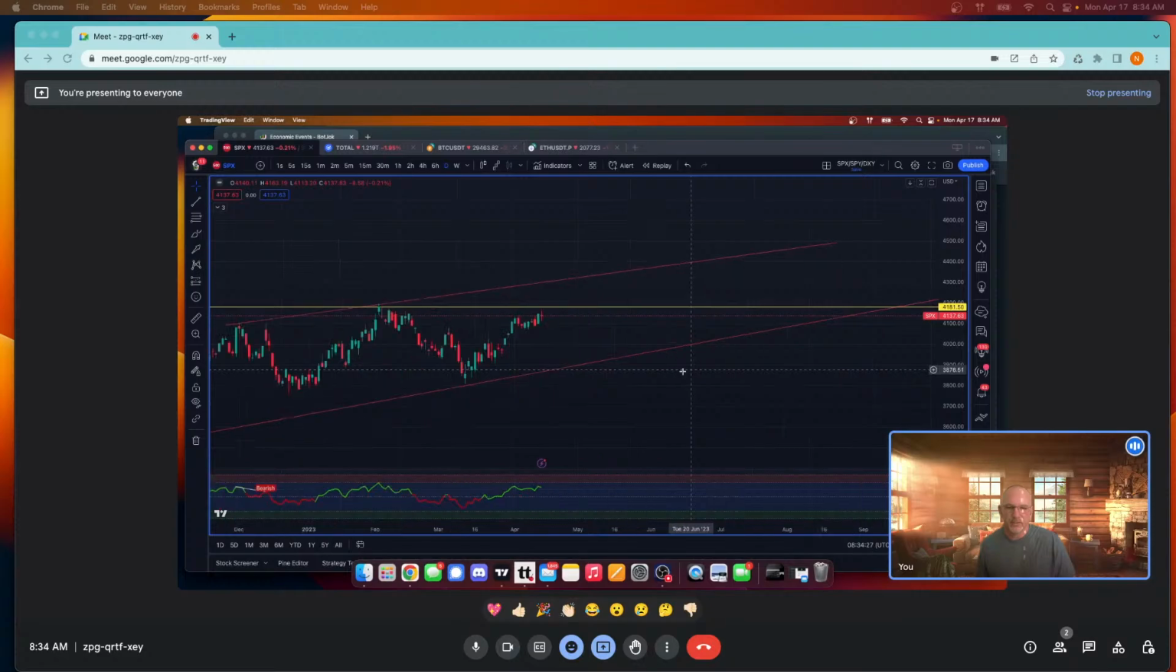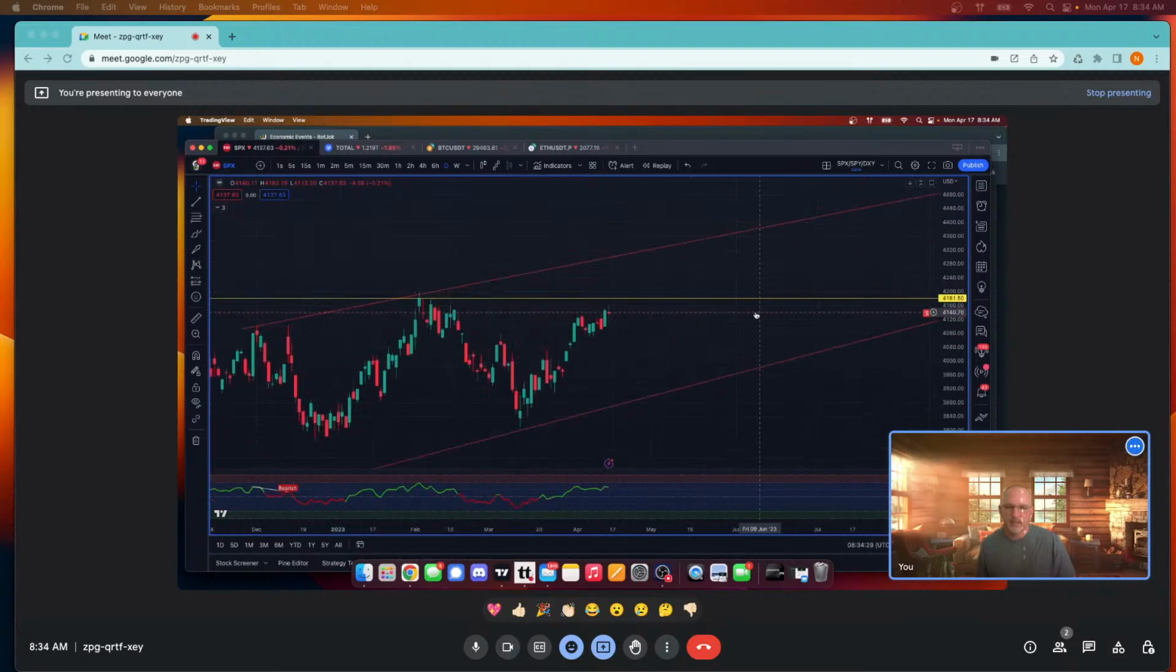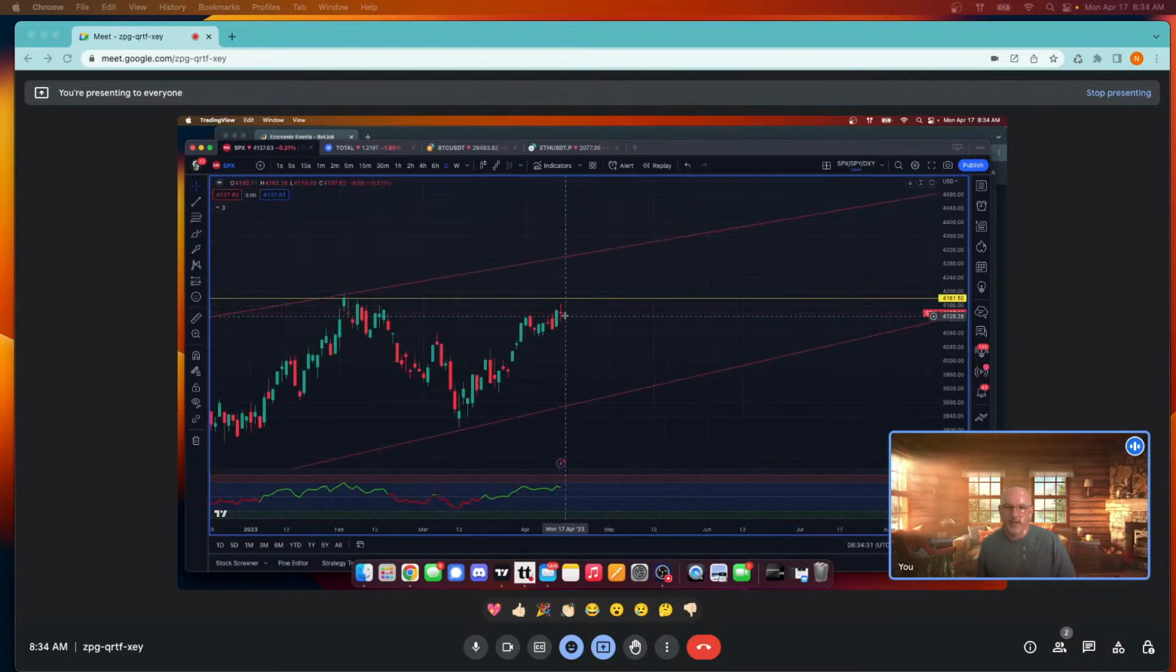The other thing I want you to look at, right? If you zoom in here on the daily, what do we have? We have a doji. Doji just means indecision. Doesn't mean that we're going to be guaranteed to reverse.